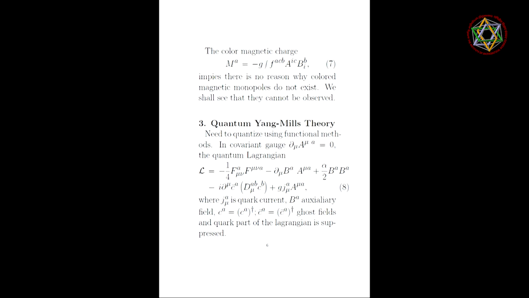The color magnetic charge can be written like this, and the importance of the chemical potential was mentioned in the morning by Professor Balachandran, but he was on a different, higher plane than where I am now. And now this tells us that there is no reason why colored magnetic monopoles do not exist, but we will see that they cannot be observed.